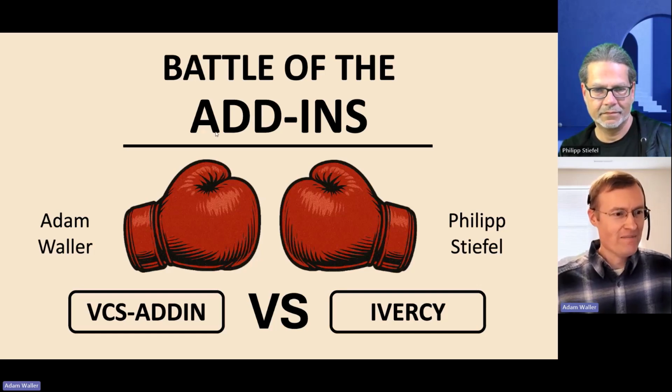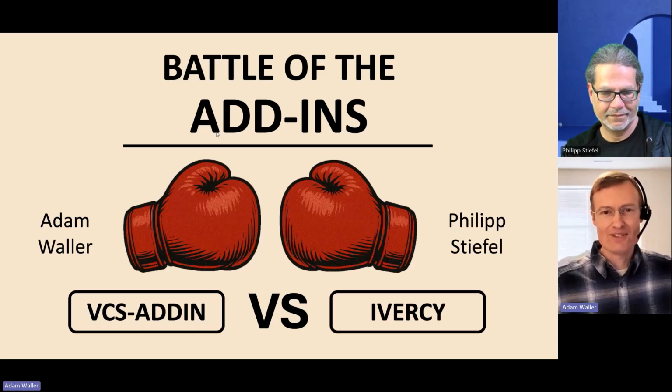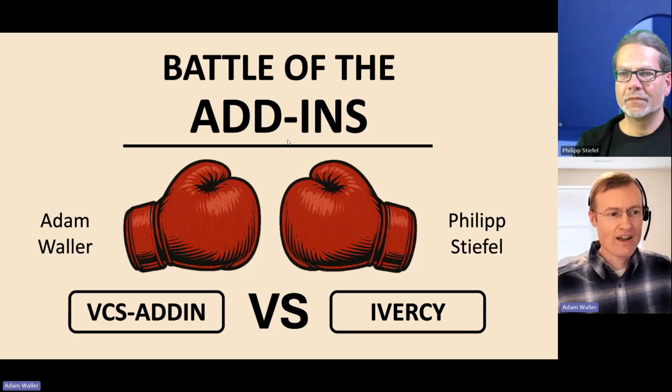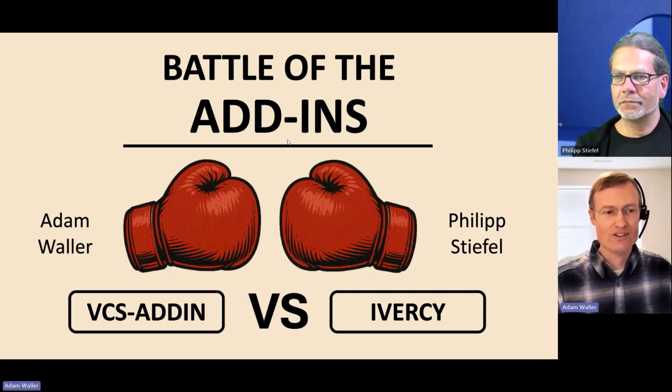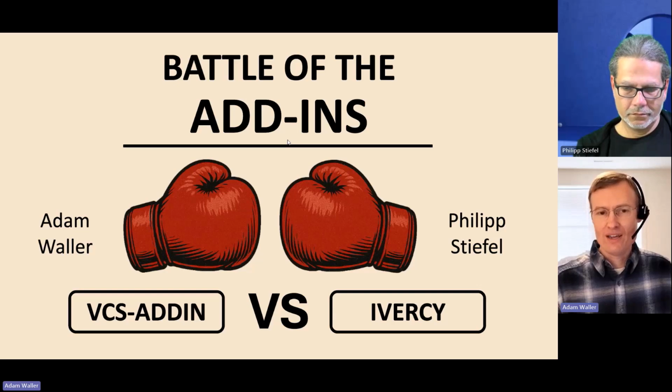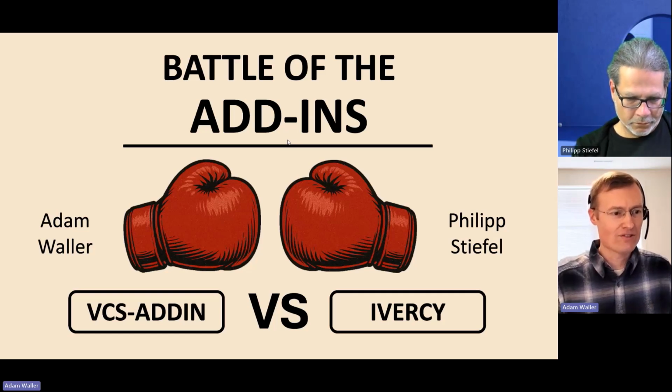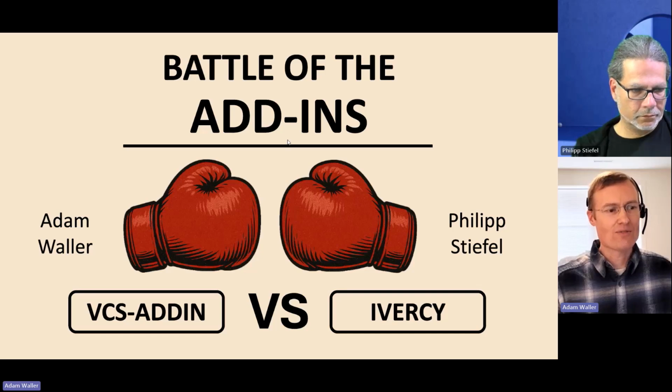So we'll give Philip a minute to strap on his gloves here. We're going to have 4 different rounds where we demonstrate how to utilize our respective add-ins in some day-to-day operations that you would commonly do as a developer. And we will just take turns. I'll introduce a round, I'll demonstrate it in the VCS add-in, and then I'll turn it over to Philip. He'll do the same thing in Ivercy, and then he'll introduce the second round, and then we'll just go back and forth through those 4 rounds.